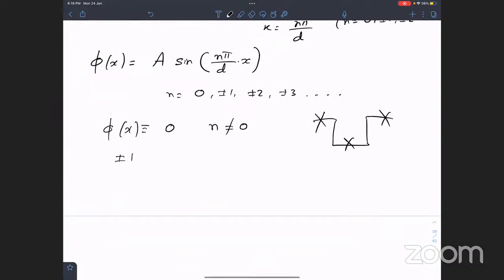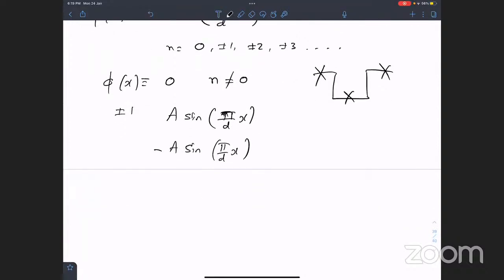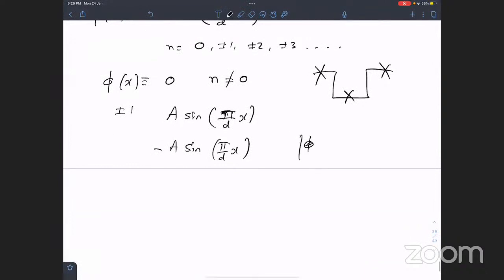Plus and minus 1, right? Now let me tell you about that. If it is plus 1, then I'll get something like A sine(n pi x by d). If it is minus 1, I get A sine(n pi x by d) with a minus sign here. Remember, the physically observable thing is the mod of phi.